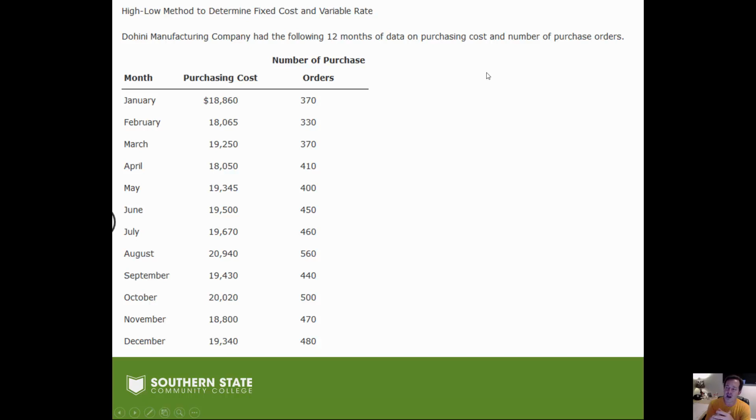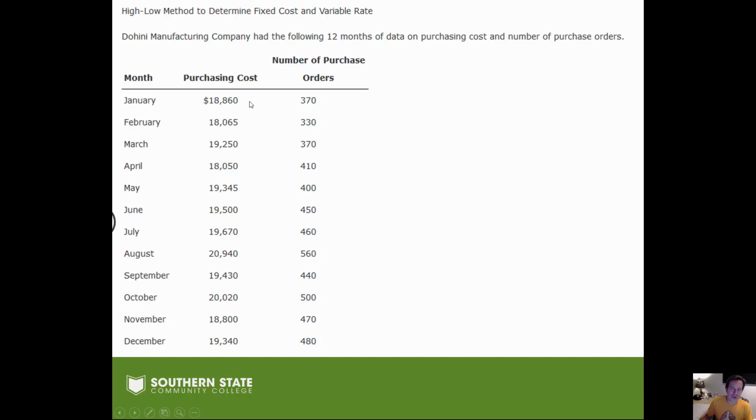Doheny Manufacturing had the following 12 months of data on purchasing cost and number of POs. Manufacturing companies, especially bigger ones, have a dedicated purchasing department to get raw material into the building and to get it into production. It's not like you or me, we go to Walmart and buy a pack of bubble gum, or go to Lowe's and buy a sack of concrete. You think of Ford and all the materials that go into the production process. Those have to come from somewhere. So what do we do with these purchasing departments and these purchasing costs? And how can we analyze them?